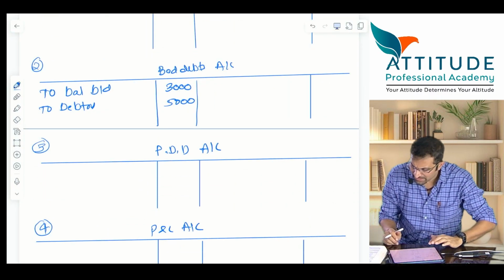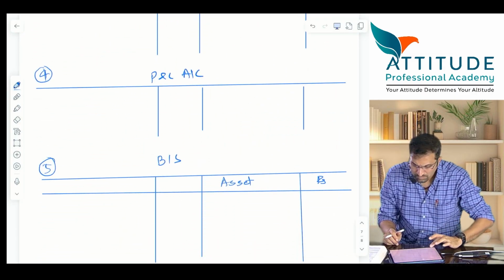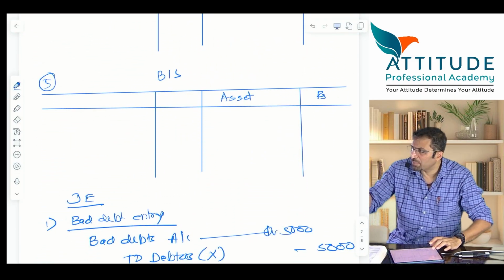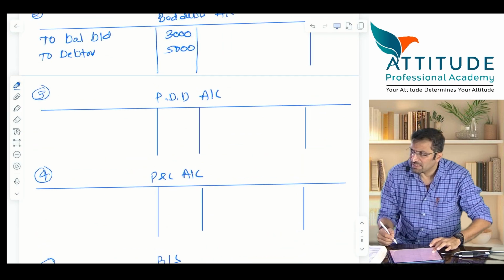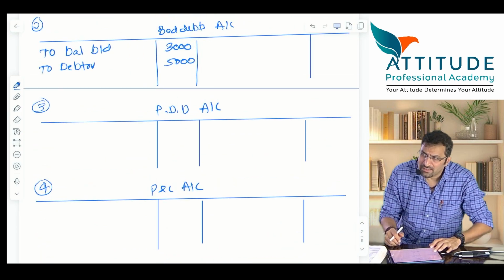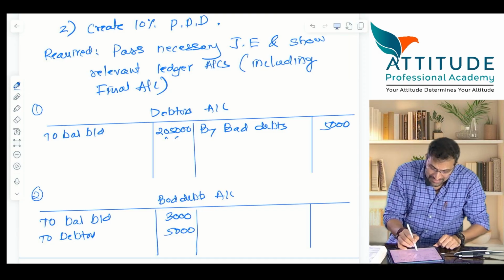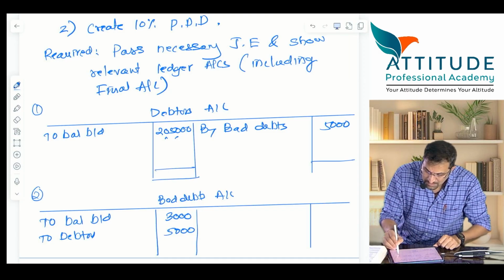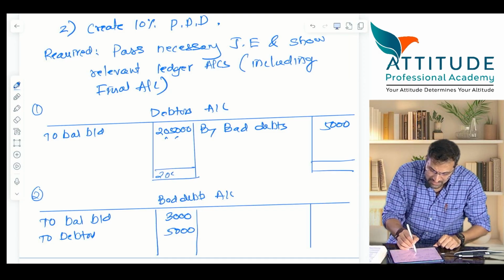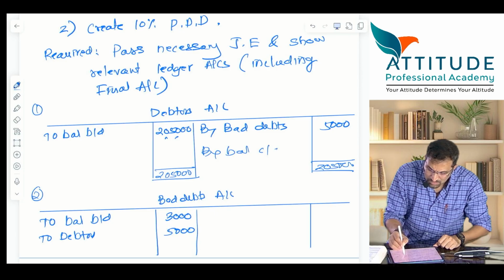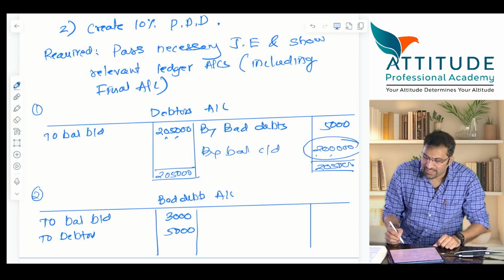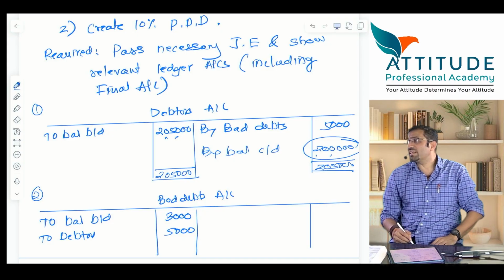Now next entry is, they are saying you have to create a provision of how much? 10%. Now 10% on what amount you should create? 10% on debtors amount. So for that you have to balance the debtors. अभी debtors का balance कितना है? 2,05,000. By balance carried down 2 lakhs. On 2 lakhs you have to create a provision of 10%. So provision entry will be for 20,000.